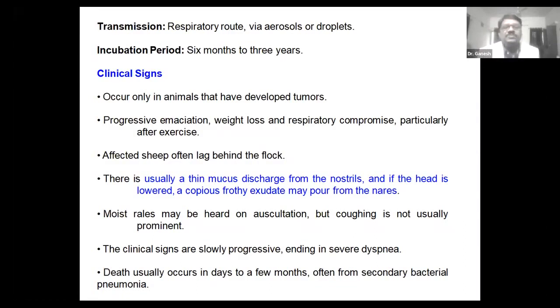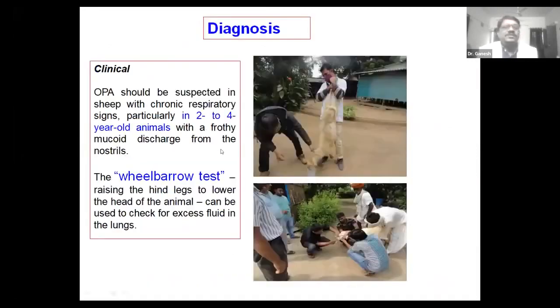You will find thin mucus discharge from the nostrils, and if the head is lowered, a copious frothy exudate may pour from the nares. This test is colloquially called the wheelbarrow test. If you hold the animal like this, the fluid from the nostrils will flow. You can collect the fluid in a jar. So this is a clinical test to identify OPA.